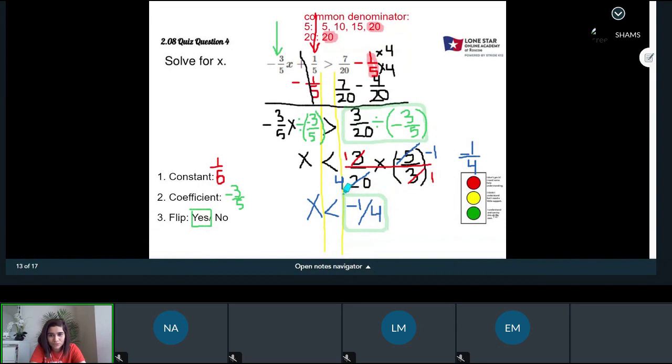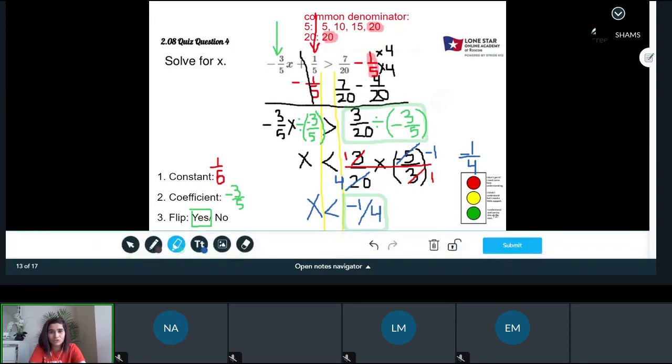Why? Because the two fractions that I am dividing have different signs. My first fraction is positive. My next fraction is negative. Whether that is a 20 or a 5 or a 4, whatever that is, generally speaking, positive divided by a negative, the answer is negative because the two numbers you're dividing have different signs.